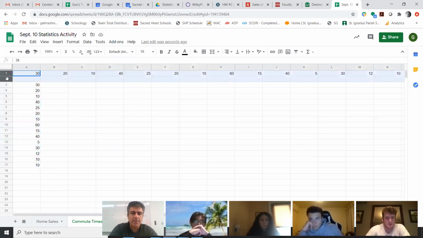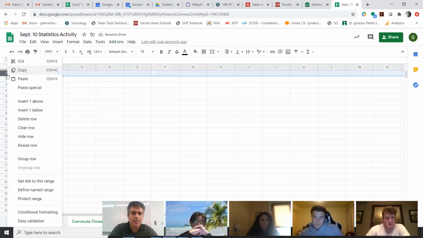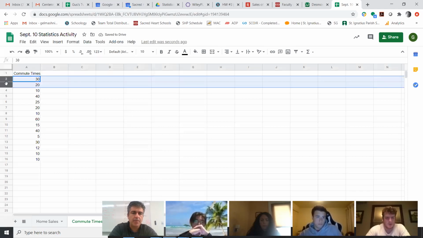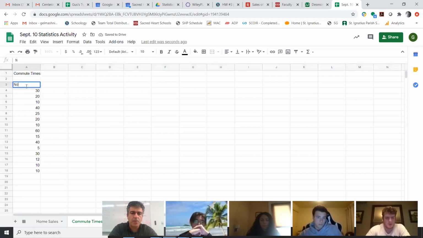So now I'm going to delete that row. And then this is commute times New York. Sorry, commute times. Let me add another couple rows here. This is going to be North Carolina. This is going to be New York City. Make that nice and bold and underlined.